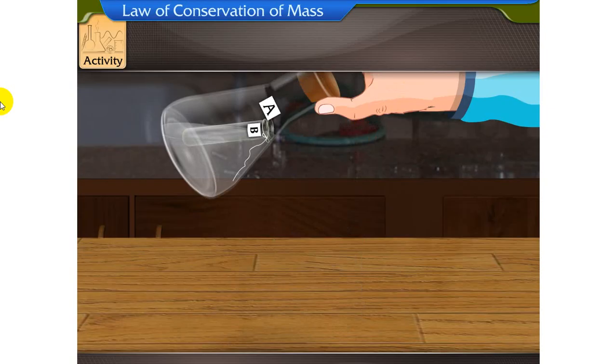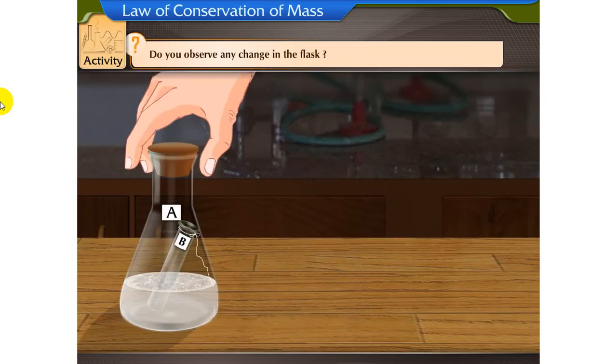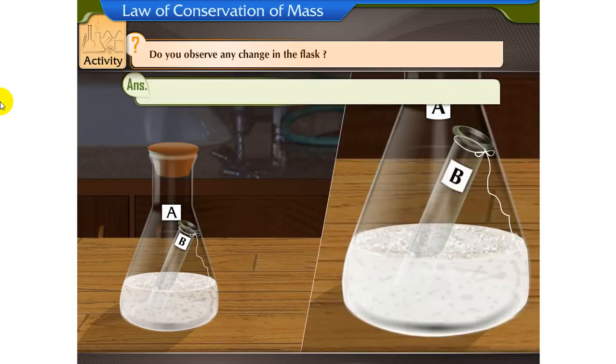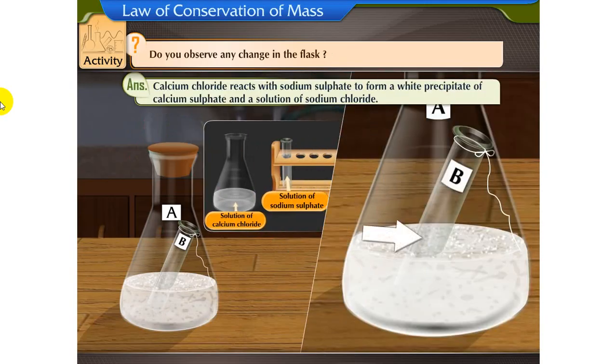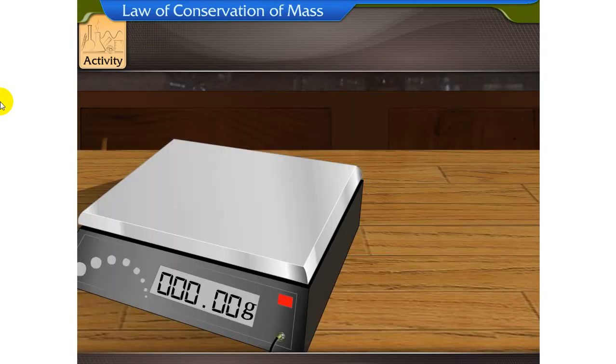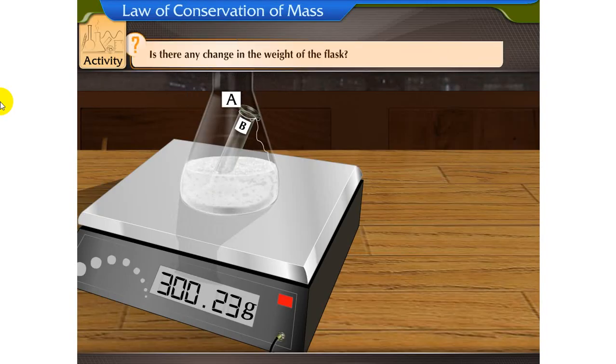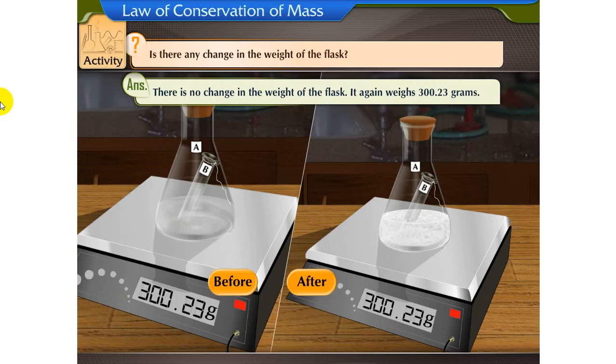Now tilt the flask and allow the contents of the test tube to come in contact with the contents of the flask. Do you observe any change in the flask? Yes. Calcium chloride reacts with sodium sulfate to form a white precipitate of calcium sulfate and a solution of sodium chloride. Now weigh the flask again. Is there any change in the weight of the flask? No, there is no change in the weight of the flask.